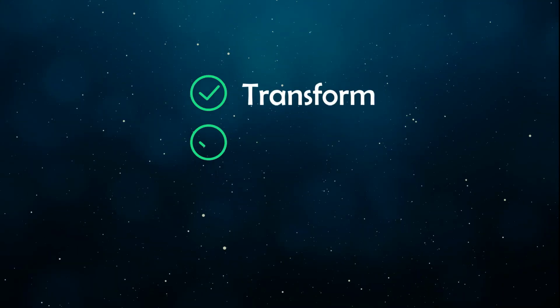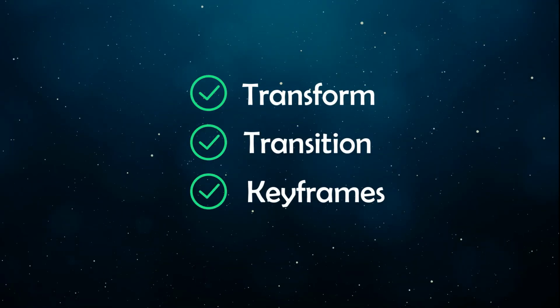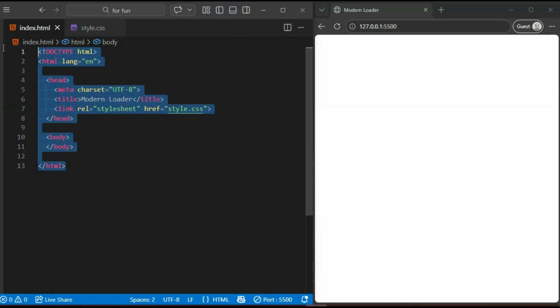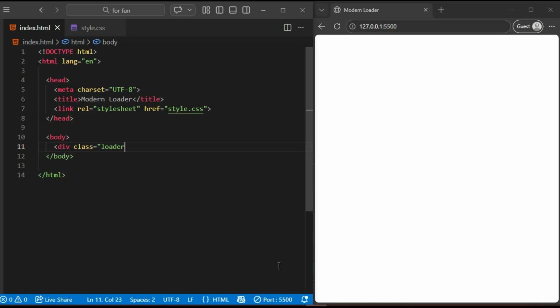Now that we understand transform, transition, and keyframes, let's build a real project. We are going to build a modern rotating loader animation using pure HTML and CSS. We'll also use transform rotate, animation duration, and multiple layers to create a premium look. So let's start building it step by step. First, I'm creating a basic HTML structure. Inside the body, we will create a main div with the class loader. And inside that, we will add 3 span elements. These spans will act as rotating rings.